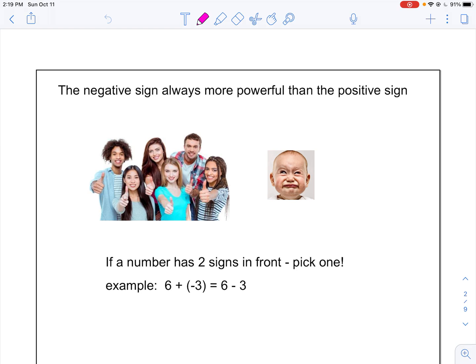So my example here says 6 plus negative 3. Well, you can see that this 3 has two signs in front of it. I don't like that, so I want you to pick just one of them. Because the negative sign is always more powerful than the positive, I'm going to get rid of this positive, and it just becomes a simple 6 minus 3. So always think about that. Try and have just one sign in front of your numbers.